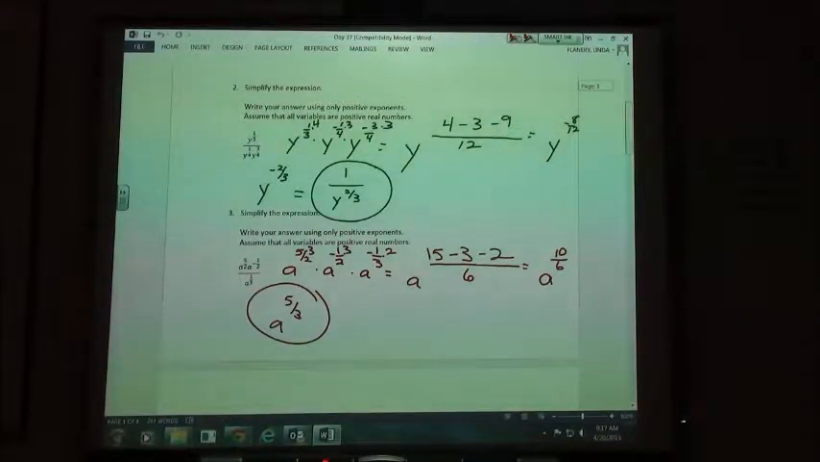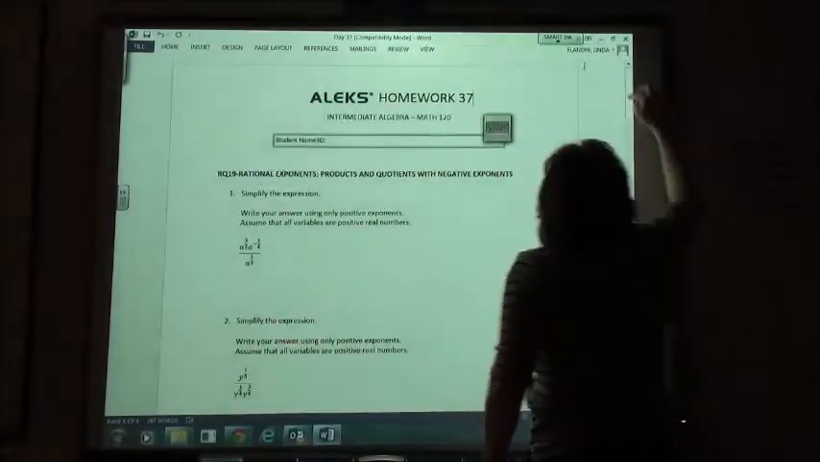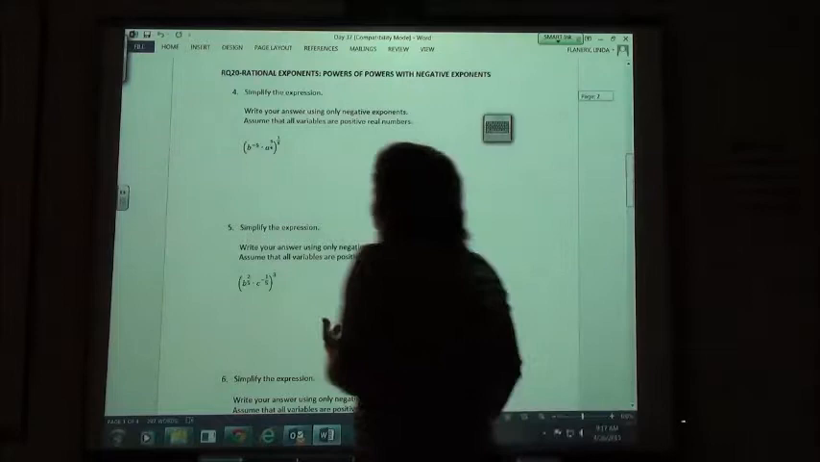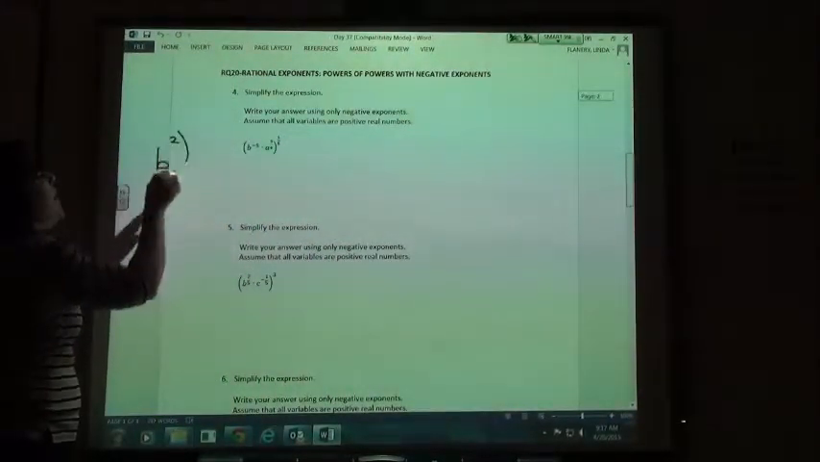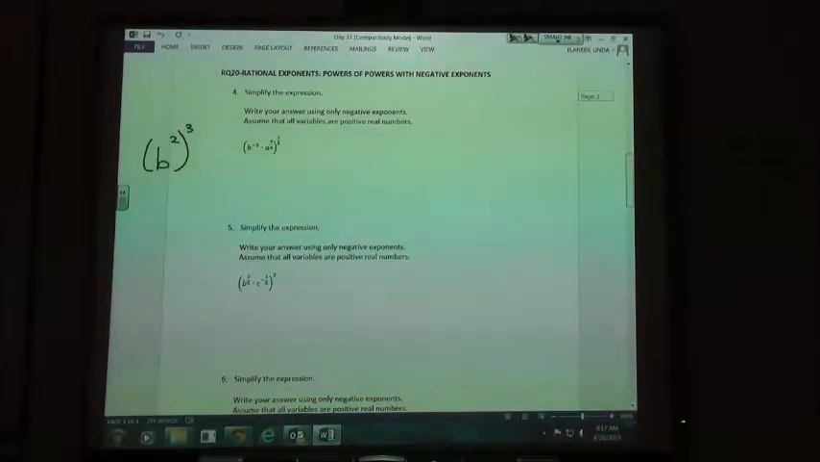All right, not so bad, right? The worst part is doing the fractions. The next ones, we're using the rule for when we raise to a power. When I have b to the 2nd power and I cube it, my rule when I raise to a power is to do what with my exponents?